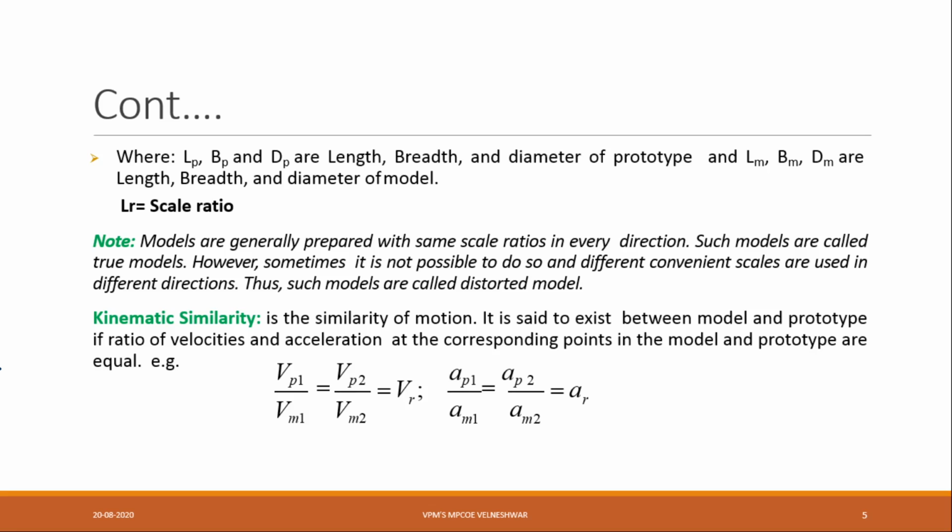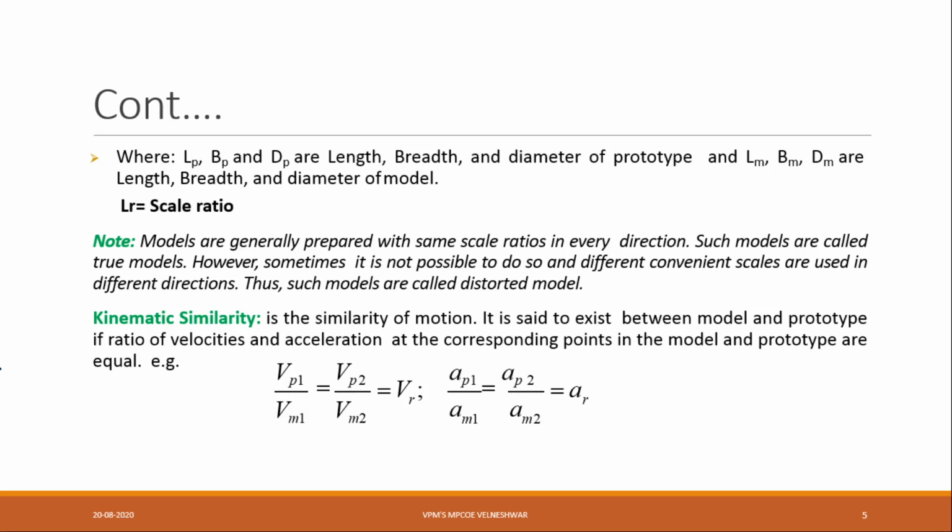However, sometimes it is not possible to do so, and different convenient scales are used in different directions. In every case it is not possible, so based on our convenience we change our dimensions. That's why we are finding LR, the scale ratio. Thus such models are called distorted models. These models are also called distorted models.